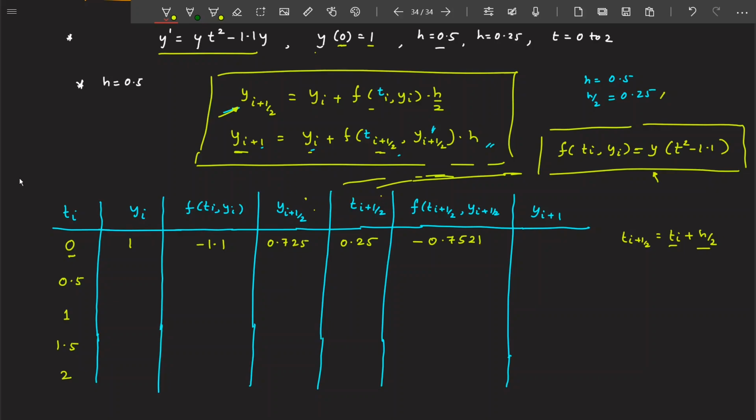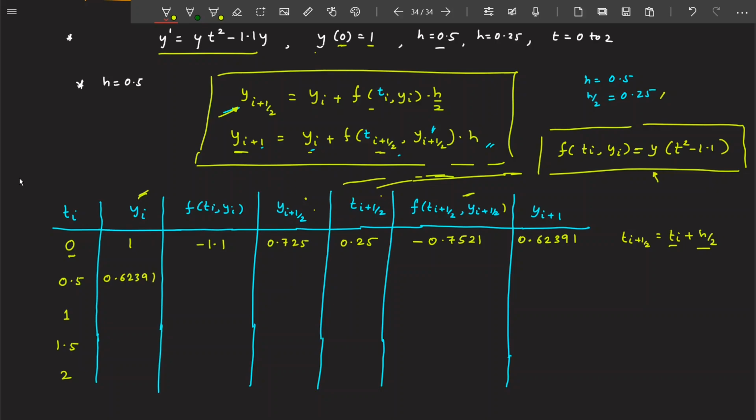Okay. Now we know the value of f(ti plus half, yi plus half), and we know the value of yi. So once you substitute this and this in this equation and multiply by h, you'll find out the value 0.62391. So 0.62391 becomes your yi for the next iteration.